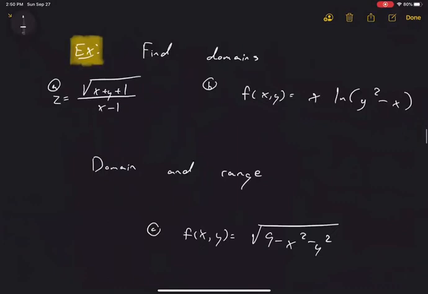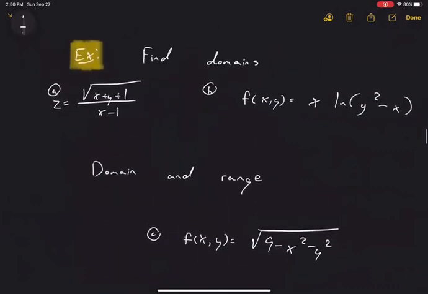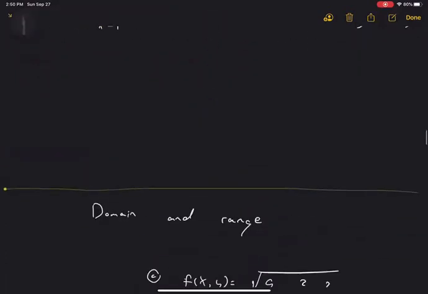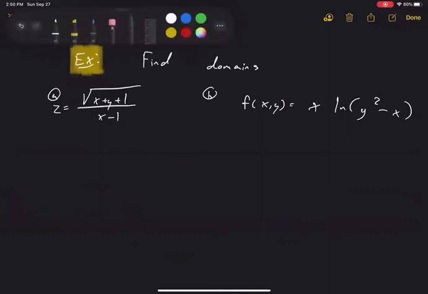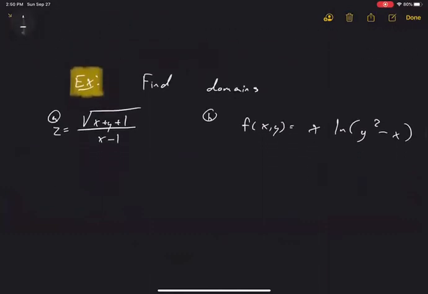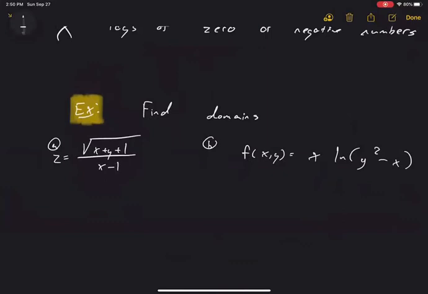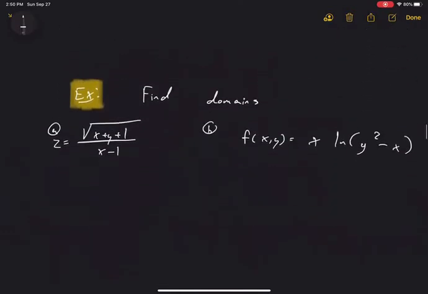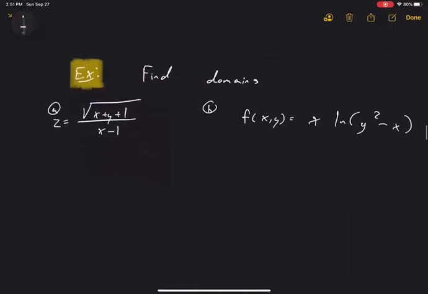Okay, so let's do some domains and ranges real quick, just some examples straight from the textbook. Let's just stick with domain in these. Domain is usually a lot easier to find than range. Range takes a little bit of imagination. With domain you can usually just look at the equation. For range, you have to think about exactly what values you would be getting out of this function. So let's just do domain for these two.